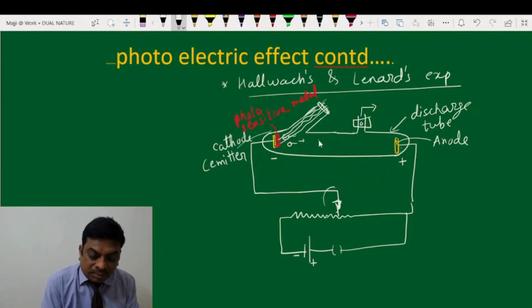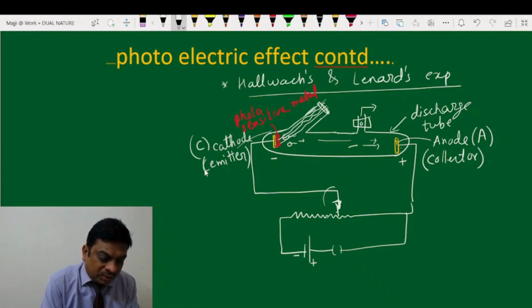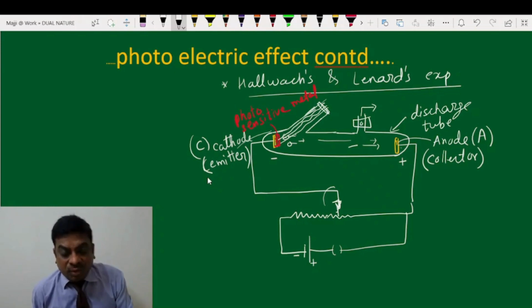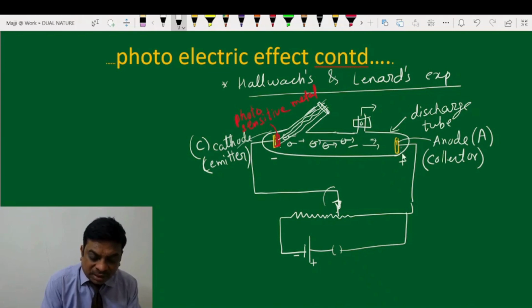Also its purpose is to collect the photoelectrons reaching here, so we call it the collector. The collector is denoted by A, and the emitter is denoted by C. C for cathode and A for anode. So the electrons travel from cathode to anode, thereby completing the circuit, and externally you can see the circuit is being completed. Now here we have one ammeter and a voltmeter here.